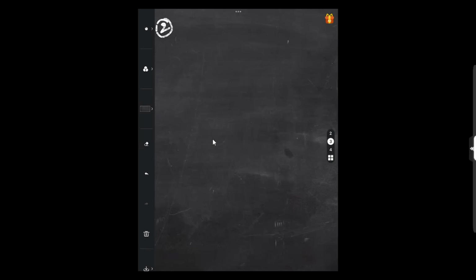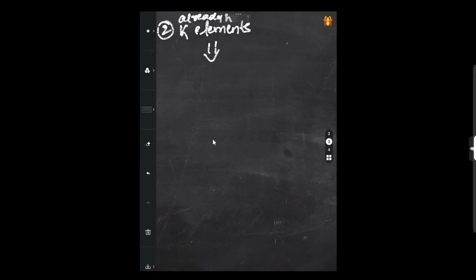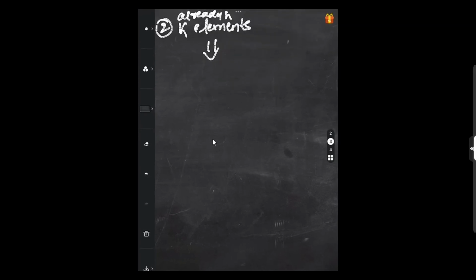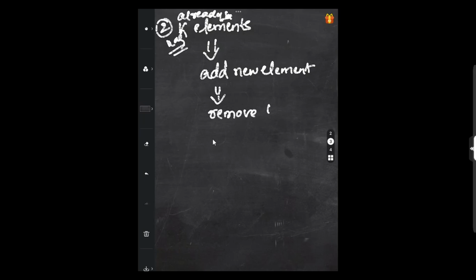The second step is, if the heap already has k elements, then we add the new element and, after adding the new element, remove the smallest element. Just keep these three things in mind.